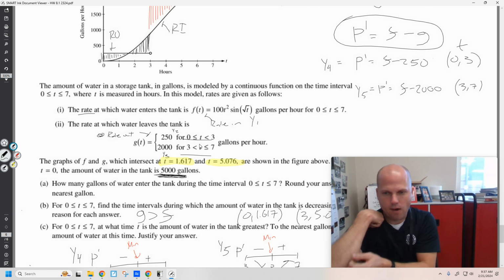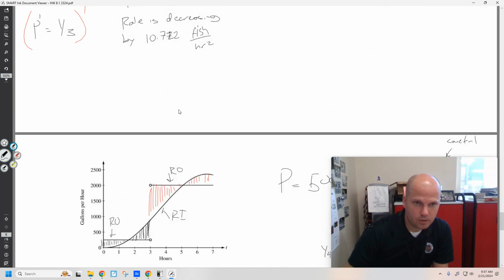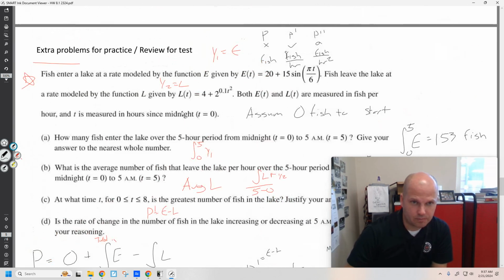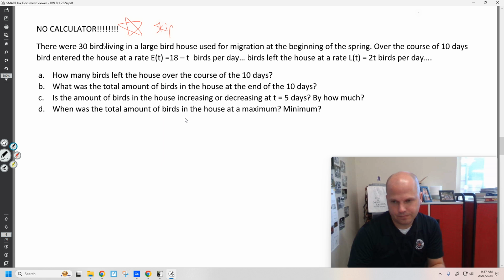All right, skip the no calculator problem. It's not going to be on your test. It is something that is a good problem to do. I'm doing it. I'm doing it. But you skip this. My computer sounds like it's going to take off.